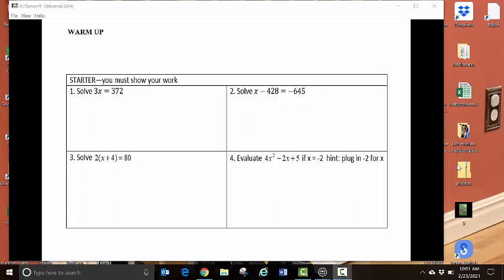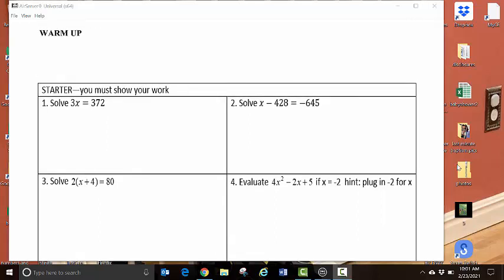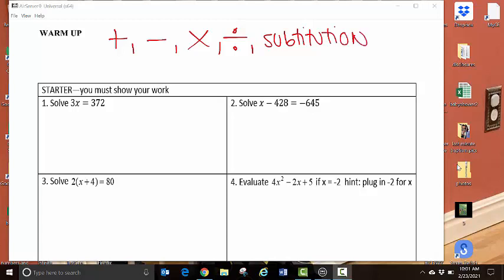All right. So when I tell you to solve, I want you to get x by itself. Okay? Get x by itself. And you're going to use those properties we talked about last time. The addition, subtraction, multiplication, division, substitution. Properties that we've used for years and we just didn't give them a name. So you always look at it as you need to get this x by itself.